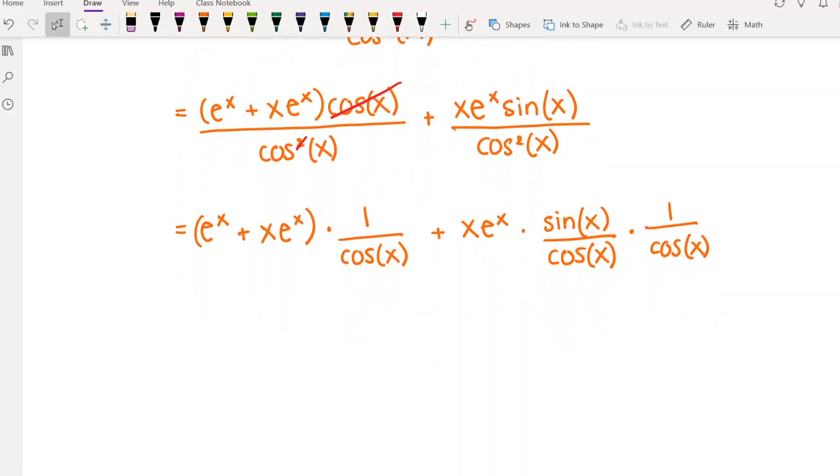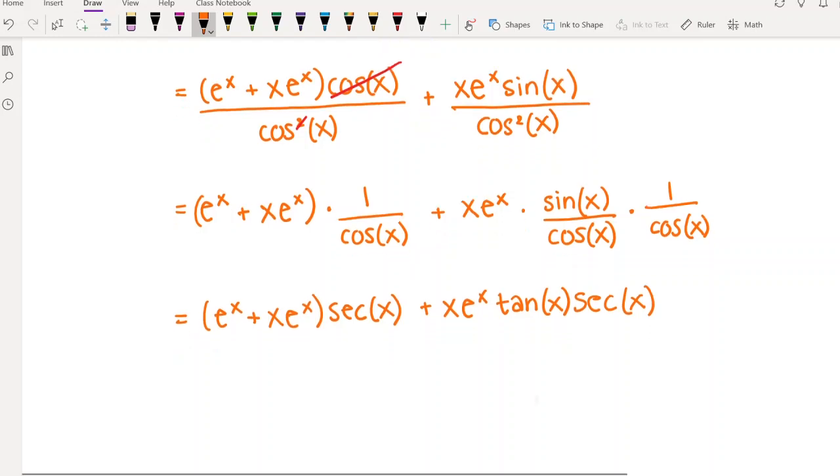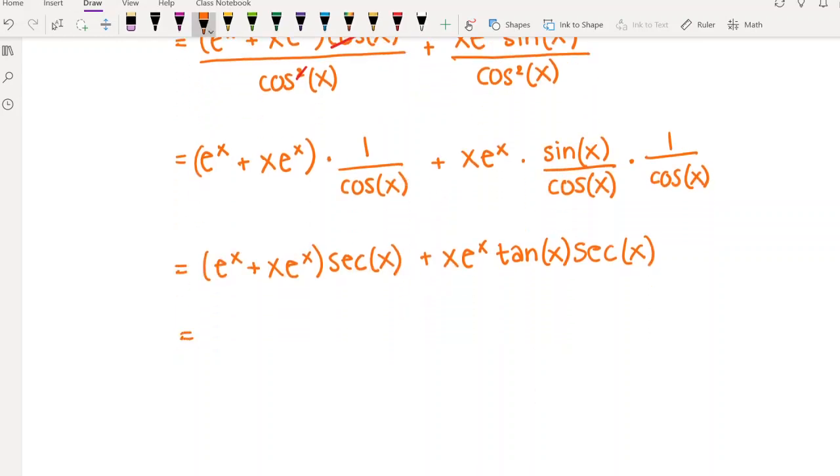So let's see what this gives us on the next step. Now we can write this first part as e to the x plus x e to the x times secant of x. And this next part we can write as x e to the x times tangent of x, right? That's what sine over cosine is. And then times secant of x. And then if you wanted to, you could distribute this part, and I'll just do it because for some reason it bothers me when only part of something is factored out. So let's just be consistent here. Plus x e to the x.